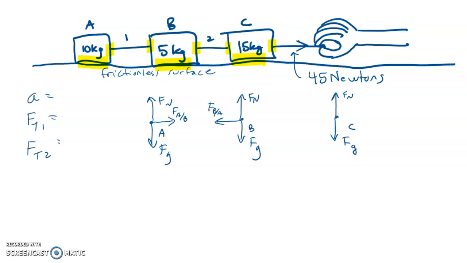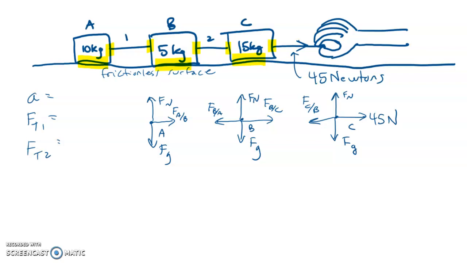All right, this force right here on B is a force on B by C. And then here on C, there's a force on C by B. And finally, there's the hand pulling it. And we don't even have to give that a name. We know it's 45 newtons. I'm just going to write 45 there.